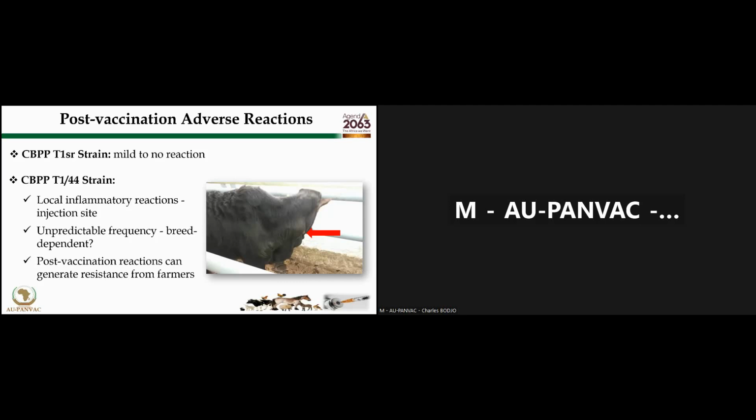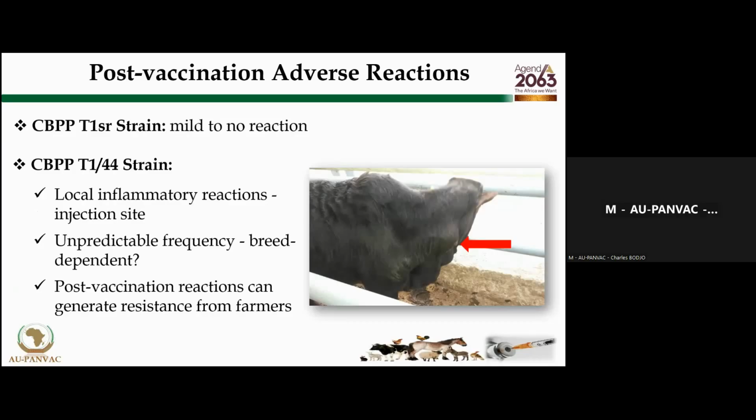This reaction can also generate some resistance from farmers. When animals react a lot after vaccination, some farmers can be reluctant to vaccinate against CBPP. As you can see in the picture on the slide, this is the kind of reaction which can happen at the injection site on the neck of the animals after injection of the vaccine.